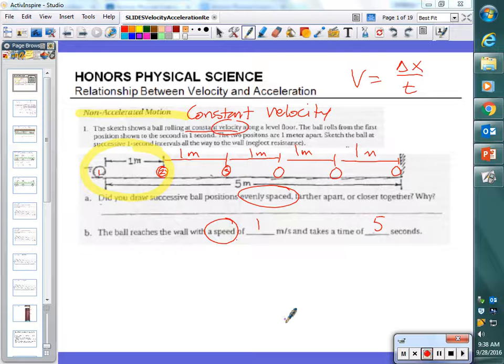All right. Yesterday we talked about the difference between constant velocity versus constant acceleration. Describe to me what is the difference between constant velocity versus constant acceleration. Eric, go ahead.